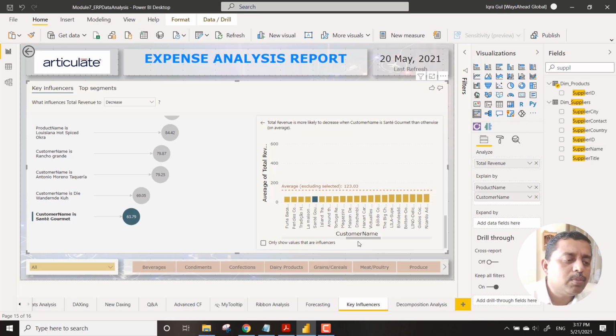Many times you will find that I have a very small amount of data. When you go to your own data points, the more data you have to explain, the better it would be. I have chosen just product and customer name.